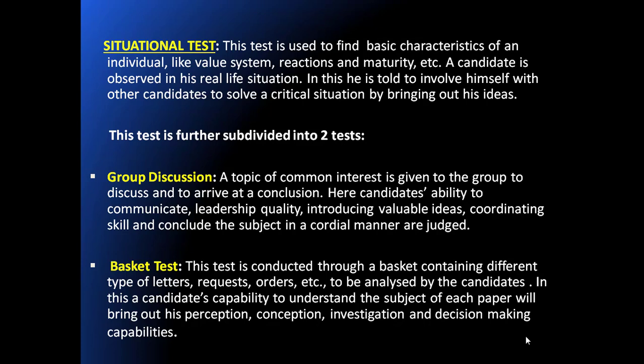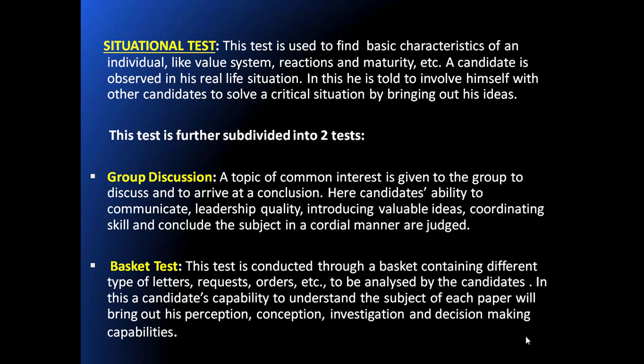So the first subdivision of the situational test is group discussion. So in group discussion, basically a topic of common interest is given to a group to discuss and to arrive at a conclusion, right? So when a group is sitting, some people are in favor of the topic which is given and some people are in opposition of the topic which is given. So here a good discussion goes on between the entire group and the conclusion is to be arrived at the end of the discussion. So here basically the focus is on candidate's ability to communicate, his leadership quality, how well he can lead the entire group so that there is a fruitful discussion, how much can he introduce valuable ideas during the group discussion, for coordination skills, and finally conclude the subject in a cordial manner are judged, right?